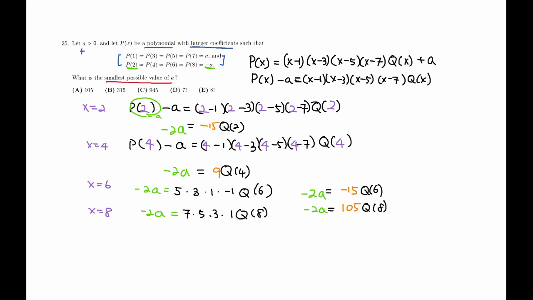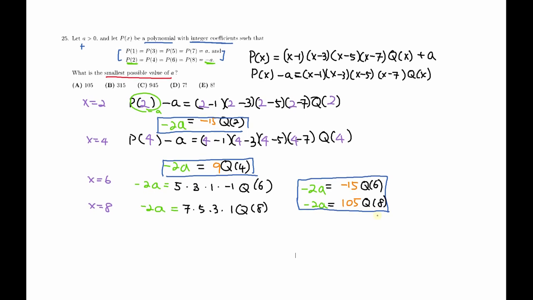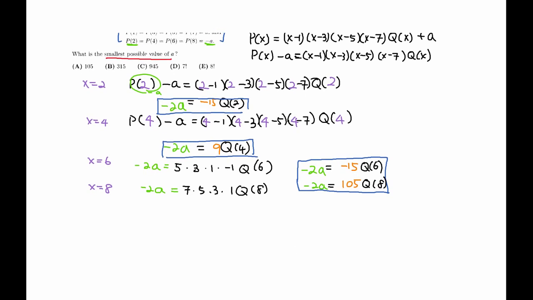Now it's time to deduce. Take a close look at these 4 equations we just found. On the left side, everything is equal to negative 2a. But on the right side, we have 15, 9, 15, 105. And just imagine Q(2), Q(4), Q(6), and Q(8) to be integers, because the polynomial has integer coefficients.